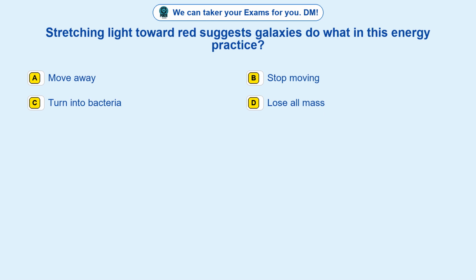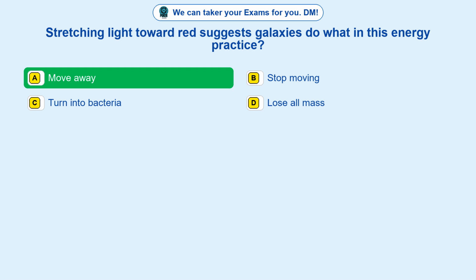Question 94. Stretching light toward red suggests galaxies do what in this energy practice? Option A, move away. Option B, stop moving. Option C, turn into bacteria. Option D, lose all mass. The correct answer is option A.